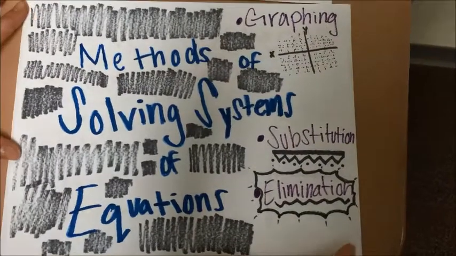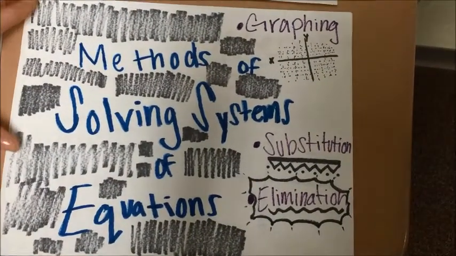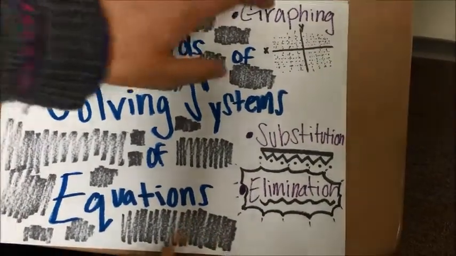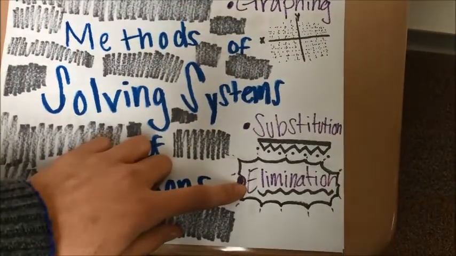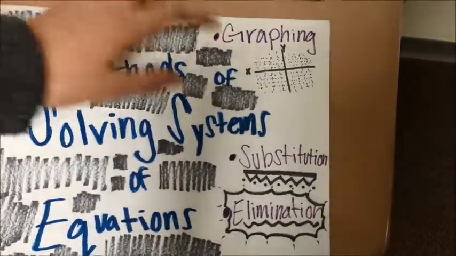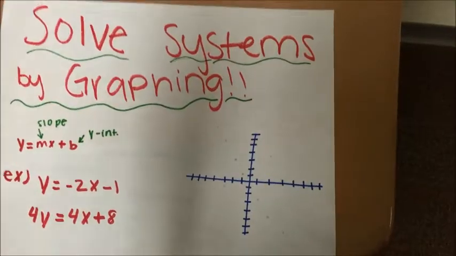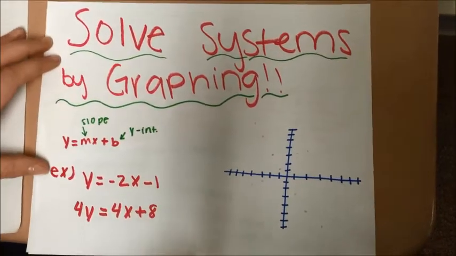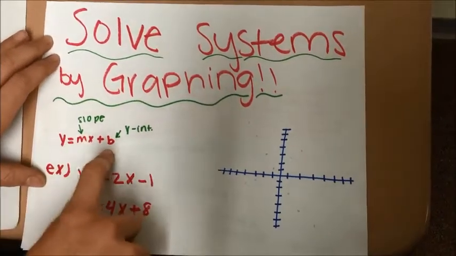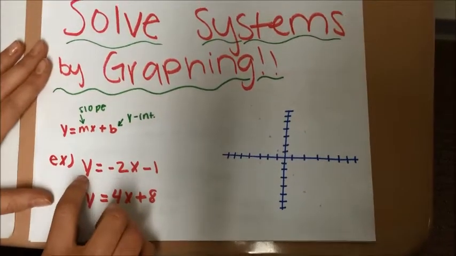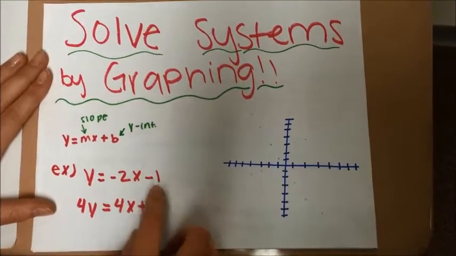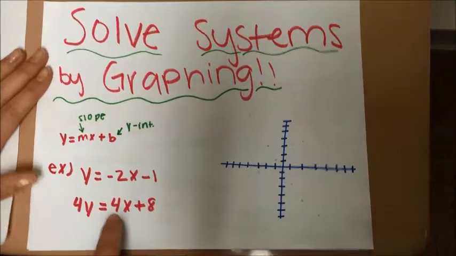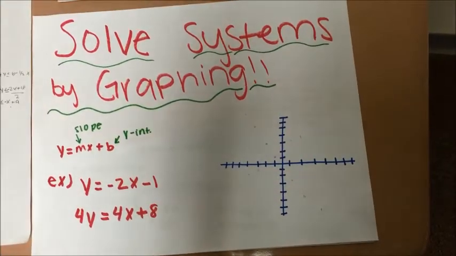Now we're going to learn about methods of solving systems of equations. There are 3 ways you can do this: graphing, substitution, or elimination. Today we're going to learn about graphing. To graph, you would use your linear function. Here we have an example of y equals negative 2x minus 1, and then 4y equals 4x plus 8.